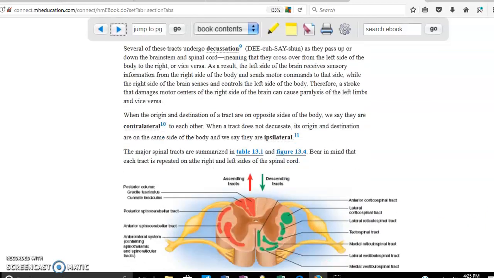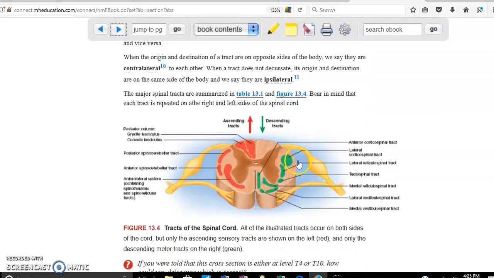So if we keep scrolling down, you can see here some examples of where these tracts are located. And as you can see here, if they go up, ascending tracts. If it's ascending, it's sensory. Or you have these ones, green, descending tracts. Obviously, you're going to have both on each side, right? This is just for educational purposes that you have green on one side and red on the other side.